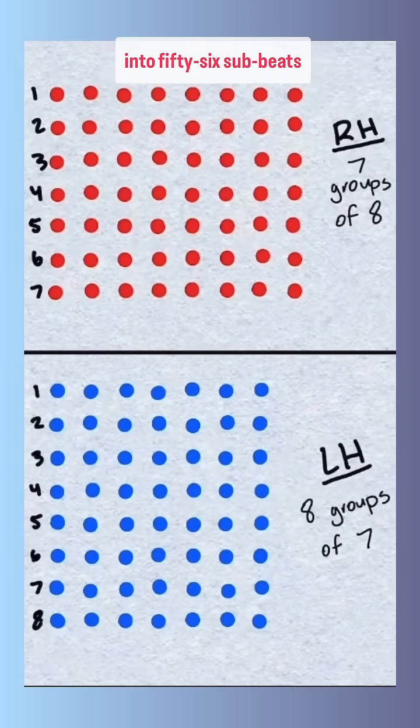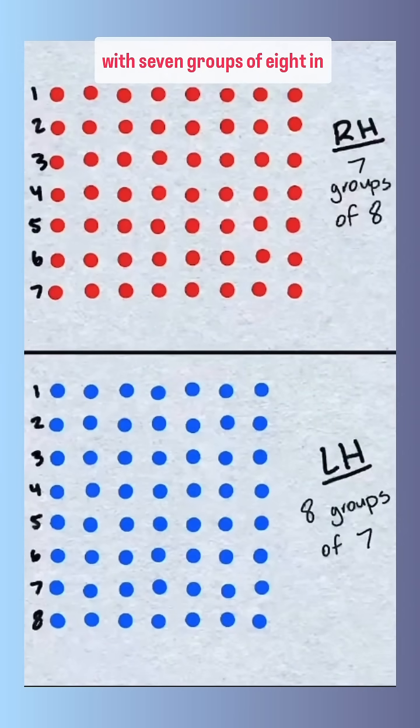We can break each measure into 56 subbeats, with 7 groups of 8 in the right hand and 8 groups of 7 in the left hand. Here's what it would look like.